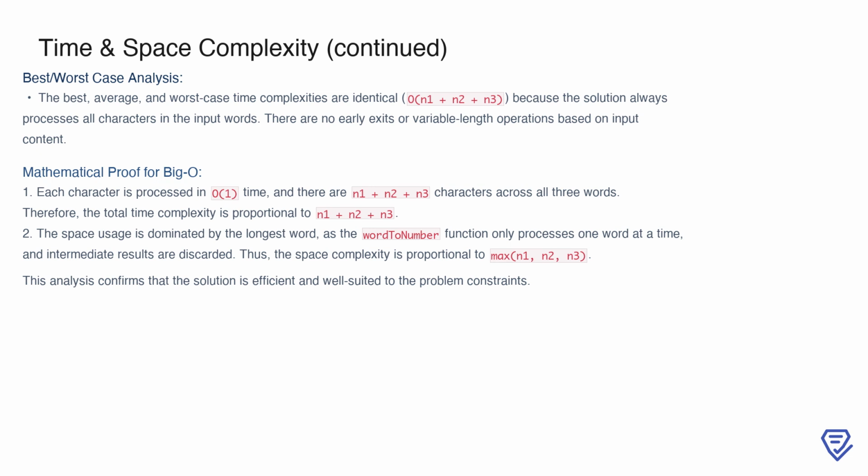Similarly, the space complexity depends on the longest word, as the word-to-number function processes one word at a time, and intermediate results are discarded after each function call. This leads to a space complexity of O(max(N1, N2, N3)). These analyses confirm that the solution is both efficient and well-suited to handling the constraints of the problem.